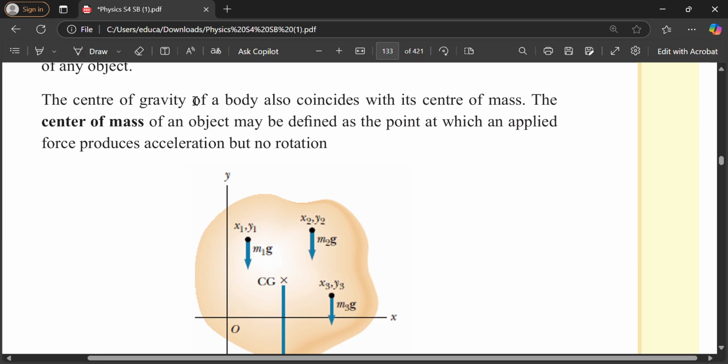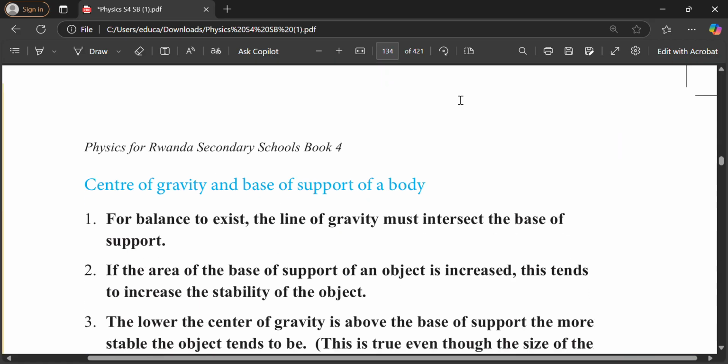The center of mass of an object may be defined as the point at which an applied force produces acceleration but no rotation. Urumva icyo kintu uvuga ngo eske ni yihe point ushobora gukoraho kuri object bigatuma object iba accelerated, ikamovinga, ikagenda nyine accelerated ariko ntirotating cyangwa se ntiyizenguruke. Iyo point rero ukoraho igateza acceleration, ariko ntiteze rotation, niyo twita center of mass.